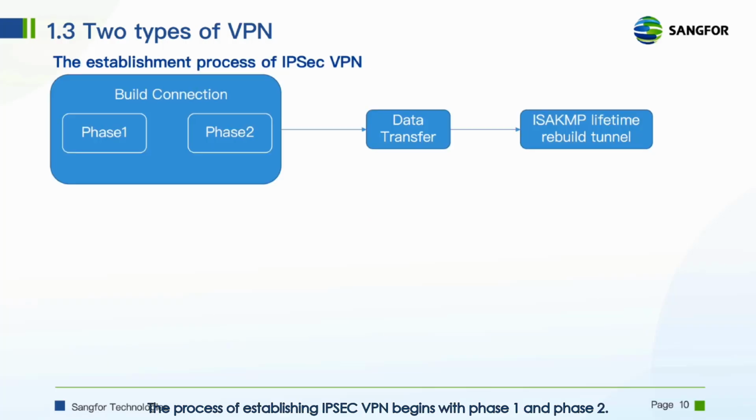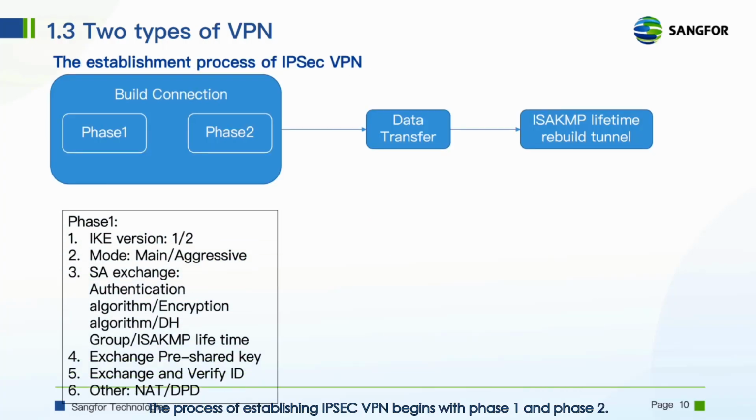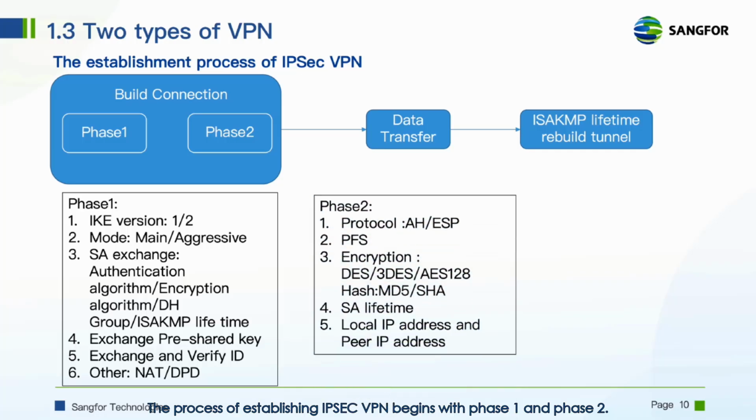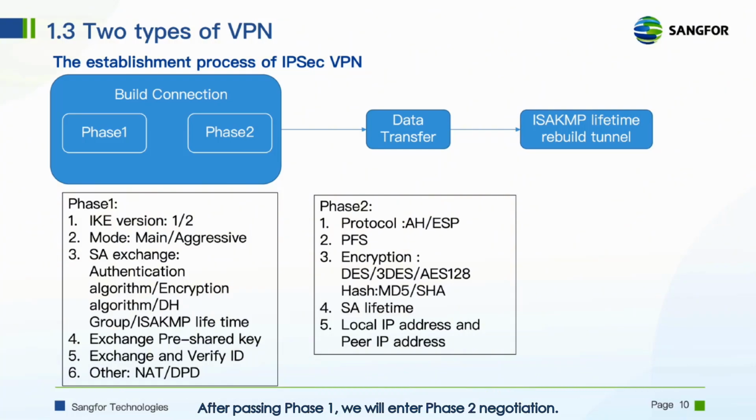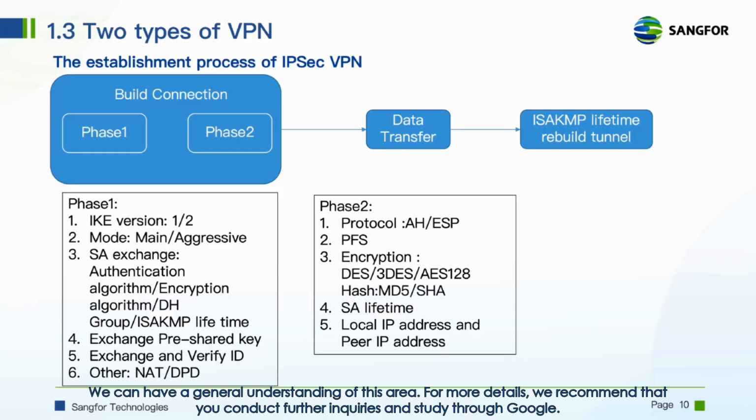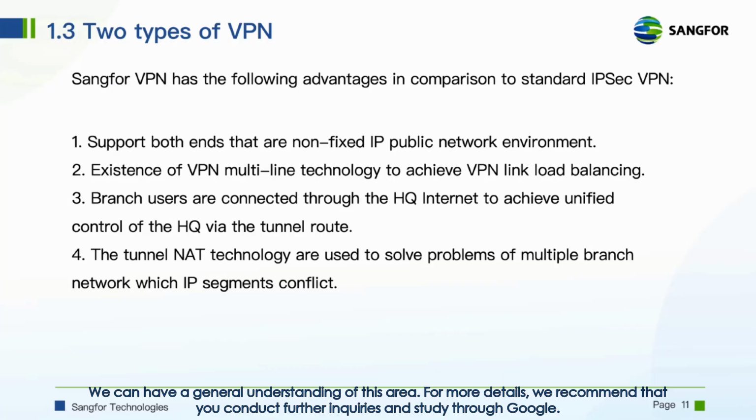The process of establishing IPSec VPN begins with phase 1 and phase 2. Phase 1 will perform identity authentication, including the exchange of pre-shared keys and the application of other parameters such as NAT and DPD. After passing phase 1, we will enter phase 2 negotiation. We can have a general understanding of this area.